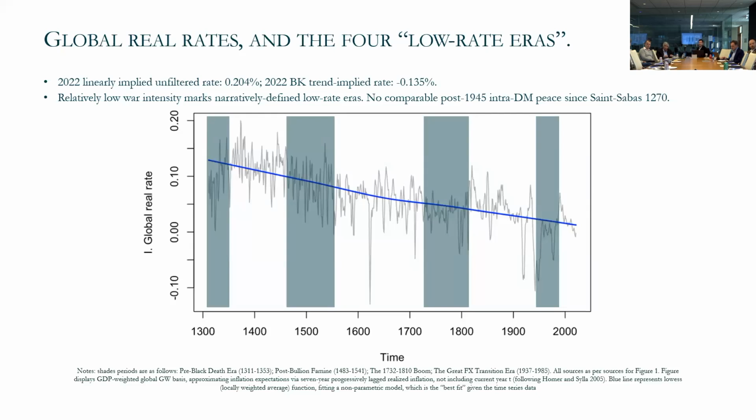But we look at the low interest rate. So this is a narrative definition of low interest rate eras over time. Okay. Here we have 4 of them identified, and we ask ourselves, is there any regularity here? Is there anything that connects these low interest rate periods?